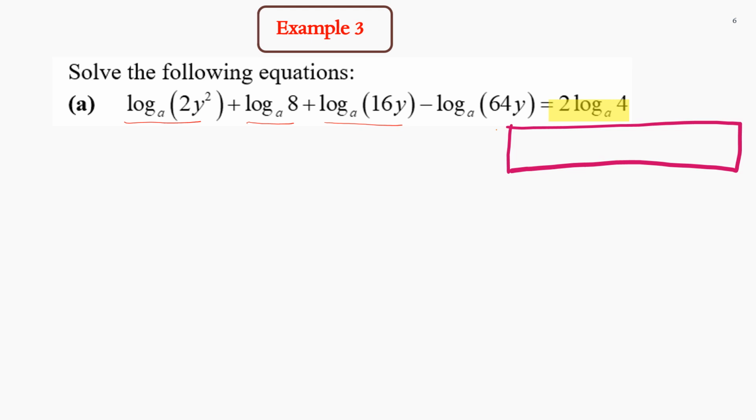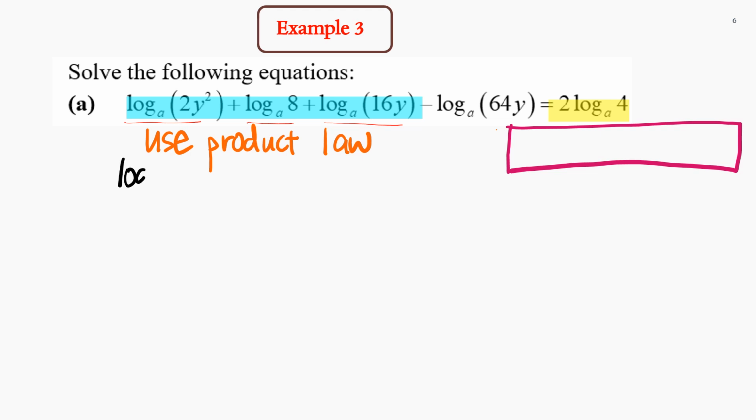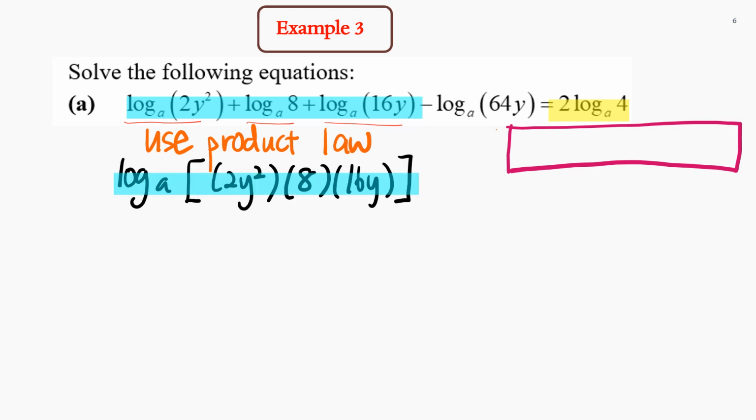Correct, your product law. So we can apply the product law here. So the product law, basically you just multiply 2y squared times 8 times 16y, make it into a single log. And then the one that's highlighted in yellow, which law do you think you can apply? Yes, very good. Power law.